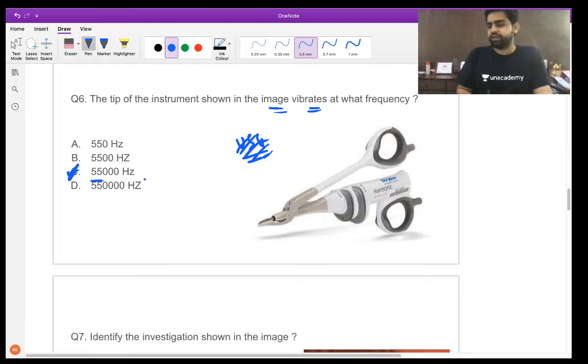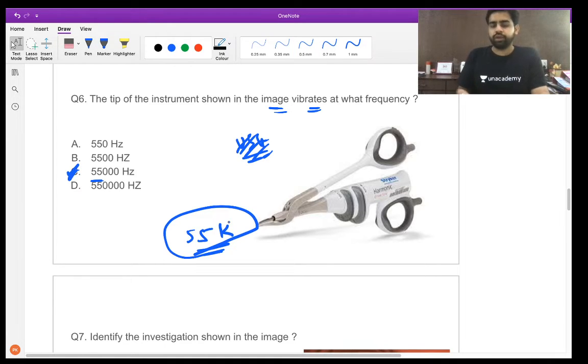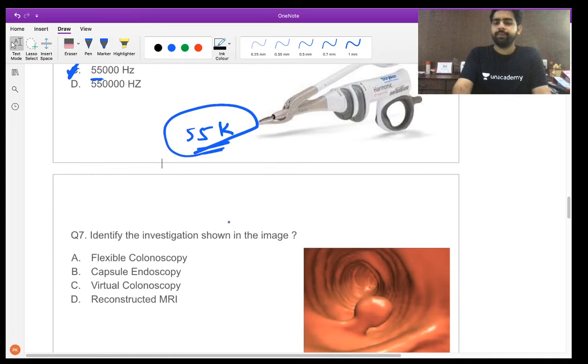It is basically 55,000 Hertz. So please understand, this is an important MCQ. What is the frequency of vibration of the harmonic scalpel? It is 55,000 Hertz. Even if you have no idea, that's completely fine. But please remember, the frequency of vibration of the harmonic scalpel is 55,000 Hertz. It's a kind of numerical which they may ask you.